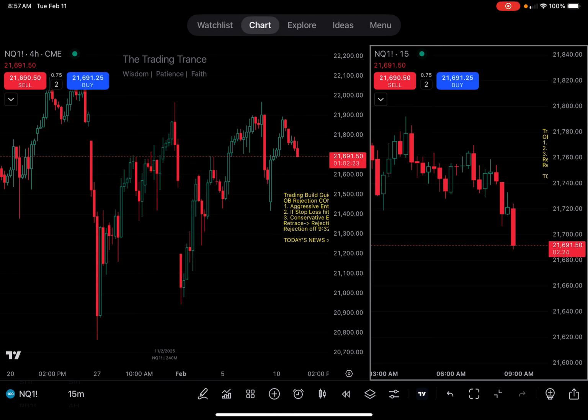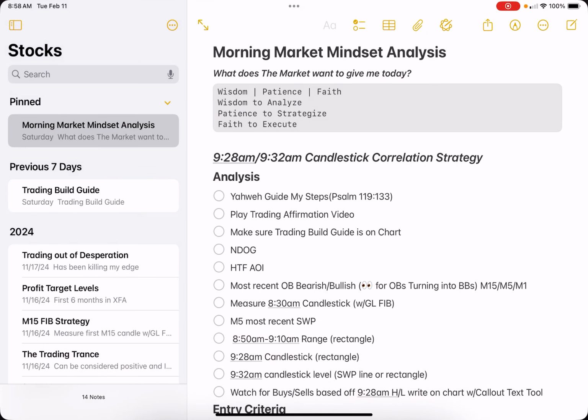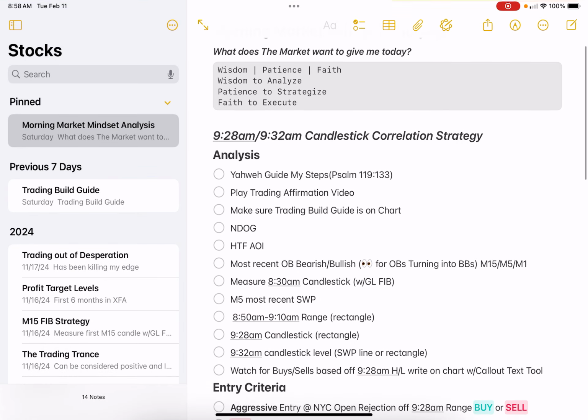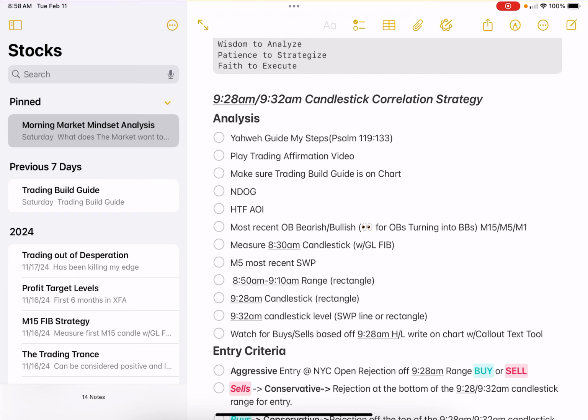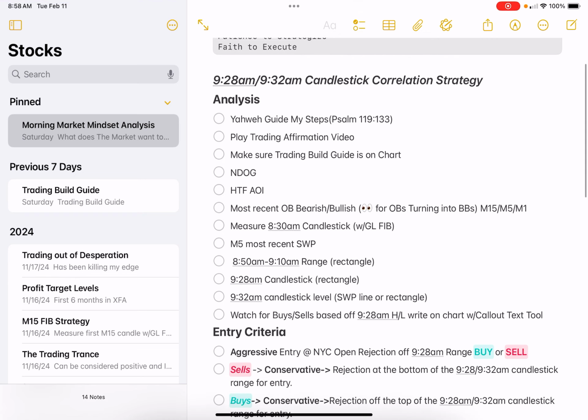All right, so right now I'm going to do my top-down analysis. I'm recording this on my iPad, but I do my top-down analysis on my desktop computer. It will correlate and come over here as I do it, and it'll show what I'm doing. So this is what I do for my top-down analysis.